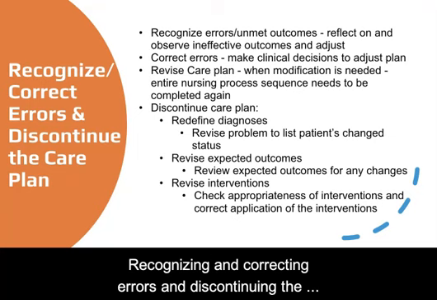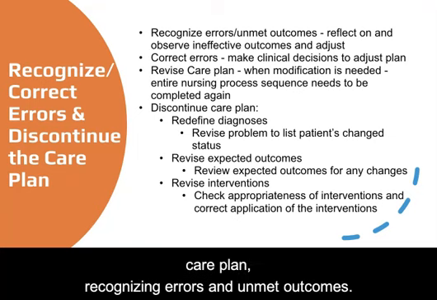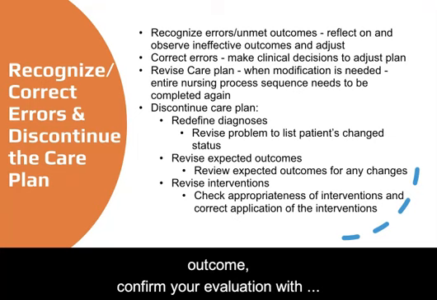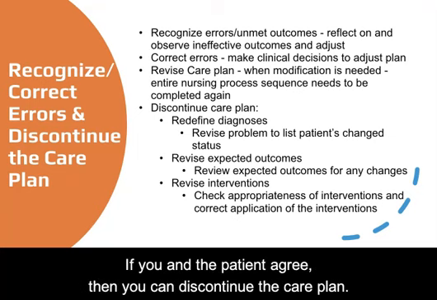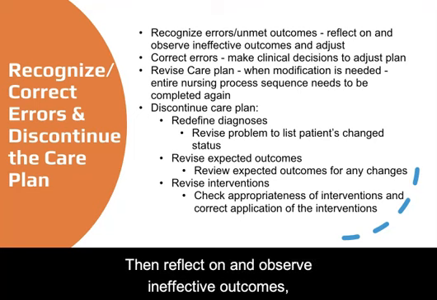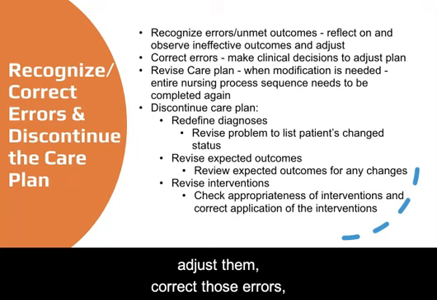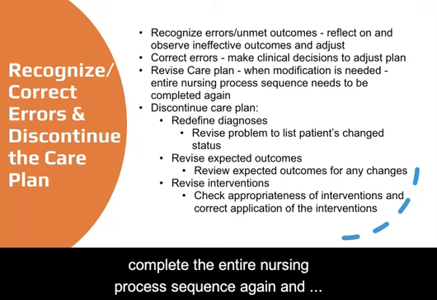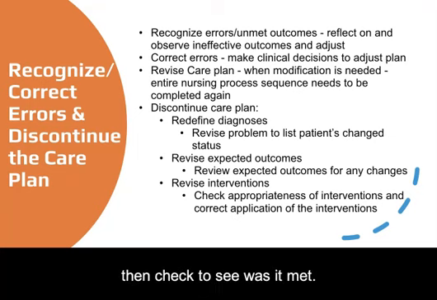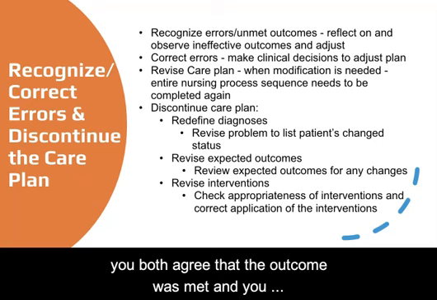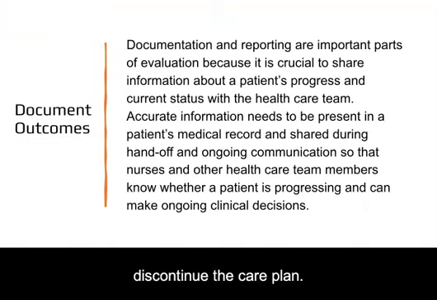Recognizing and correcting errors and discontinuing the care plan. Recognizing errors and unmet outcomes. After you determine that your patient met the expected outcome, confirm your evaluation with the patient when possible. If you and the patient agree, then you can discontinue the care plan. But what if your outcome wasn't met, right? Then reflect on and observe ineffective outcomes. Adjust them, correct those errors, revise the care plan, complete the entire nursing process sequence again, and then check to see was it met. And if it was met, then you talk to the patient, you both agree that the outcome was met, and you discontinue the care plan.